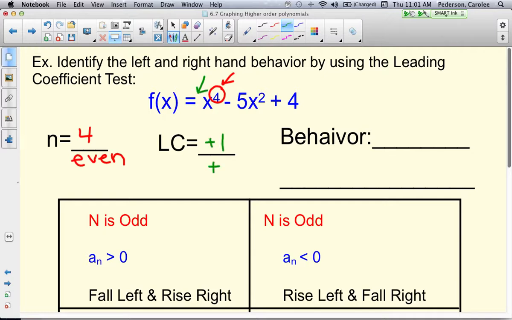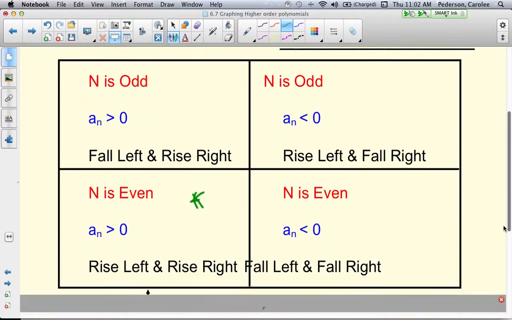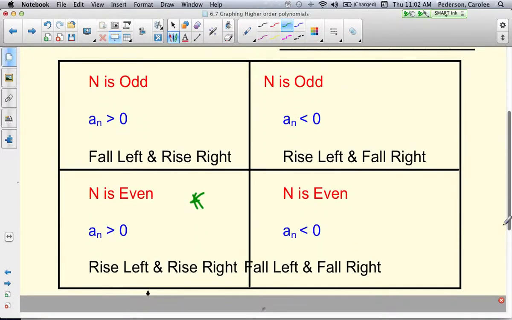So since it's a positive, let's go down and find the end behavior. So again, don't write this box down. It's already in your notes. See if you can find out what would be the end behavior. I have an even function and the leading coefficient is positive. Right here.